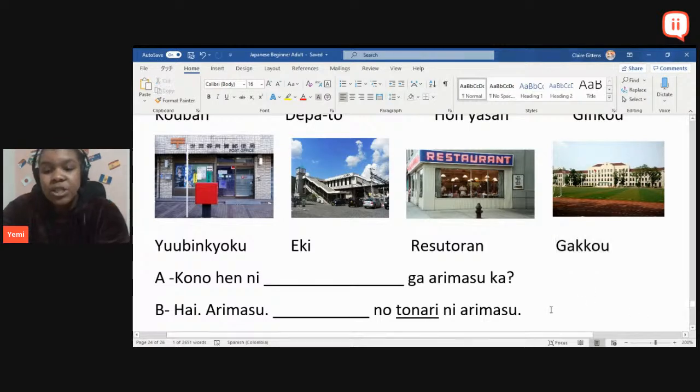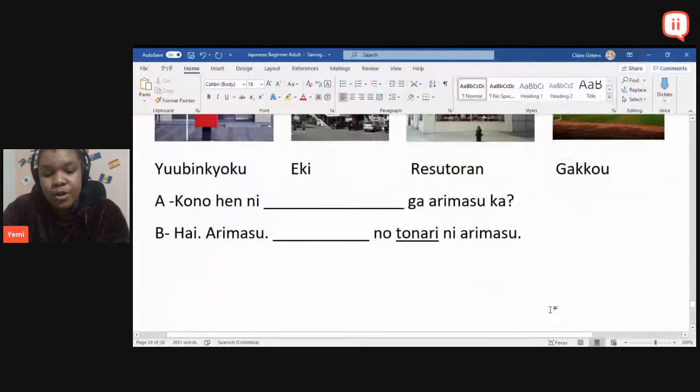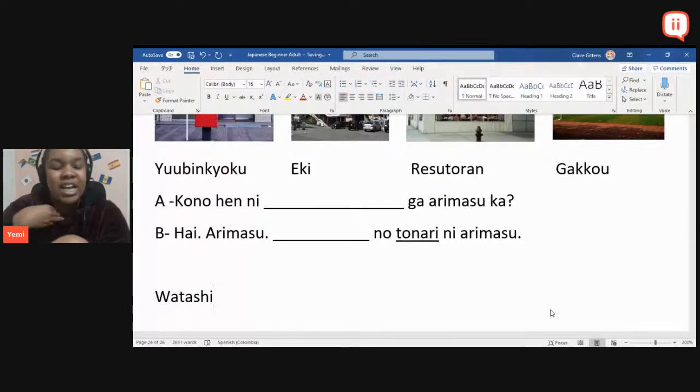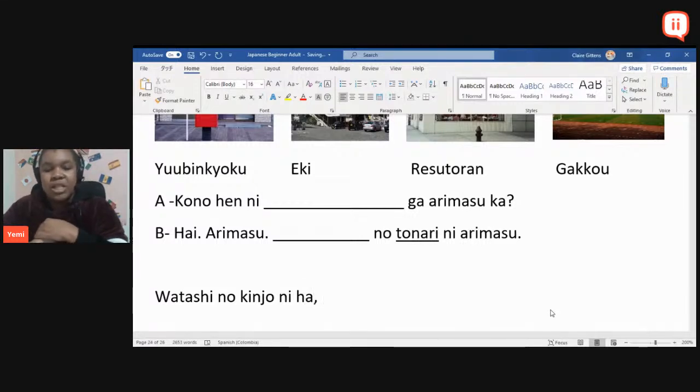Okay, so now tell me what's in your neighborhood. Okay, what is in your neighborhood? So watashi is I or me. Okay, and no is like the apostrophe. So this watashi no together is my. Okay, watashi no kinjo ni wa, in my neighborhood. Watashi no kinjo ni wa nani nani ga arimasu.